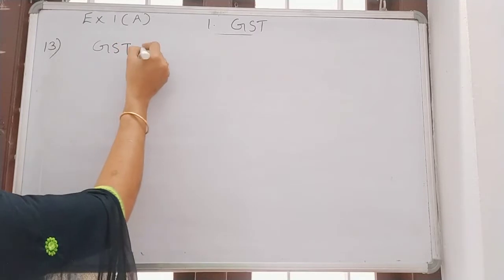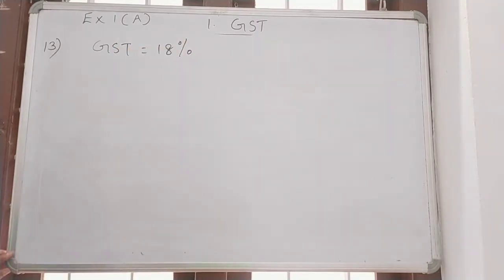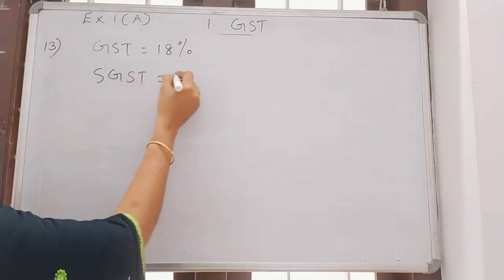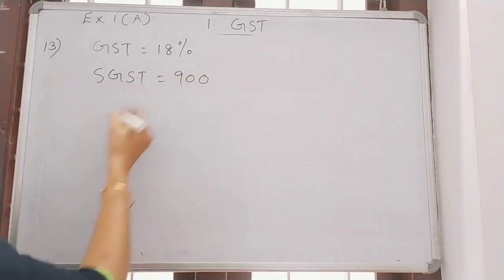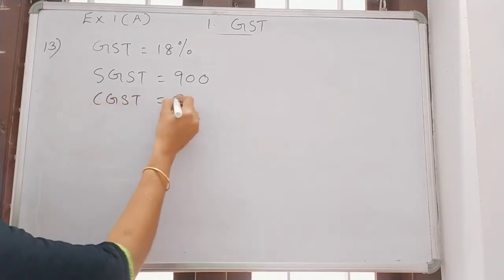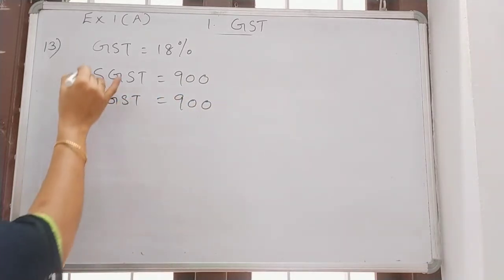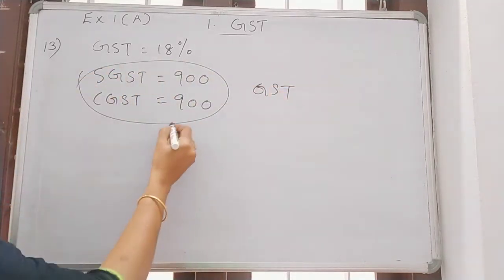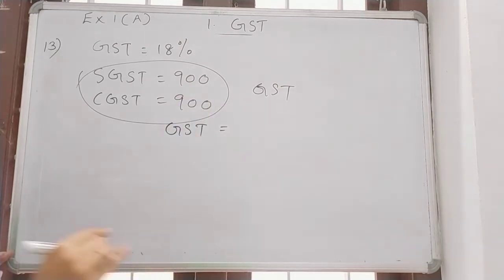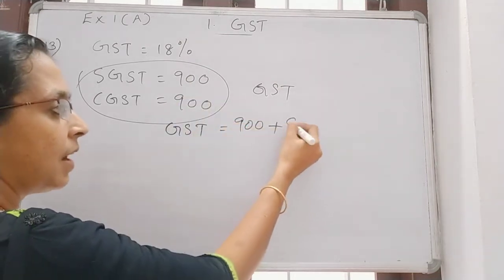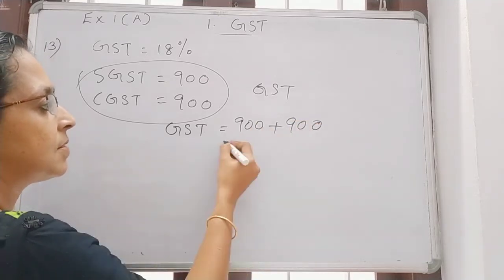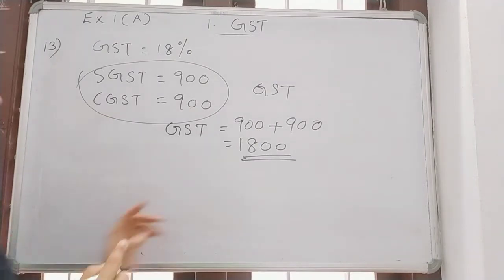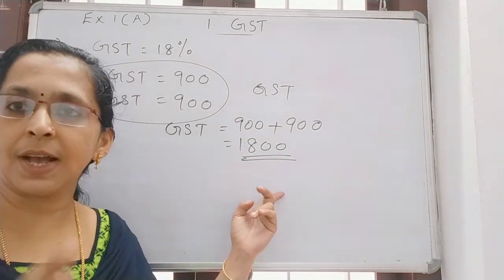Given GST in percentage form is 18% GST. Also given SGST he paid is 900 rupees. Since SGST is 900, CGST also will be 900. Together SGST plus CGST is GST. So how much amount as GST? He paid 900 rupees plus again 900 rupees, that is CGST plus SGST is equal to 1800 rupees as GST. He paid 1800 rupees as GST.